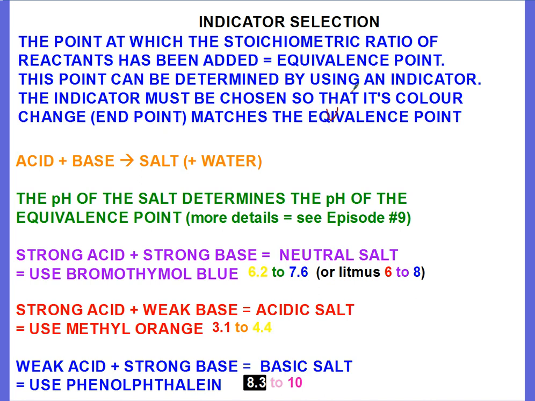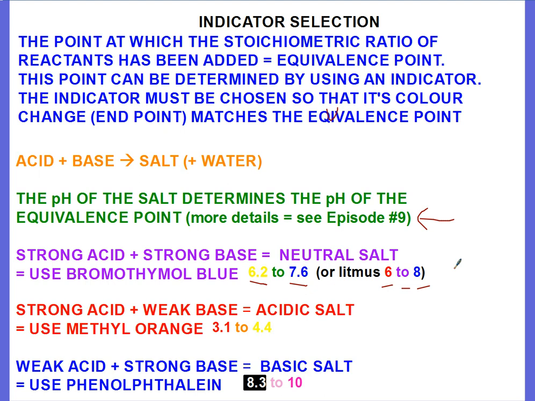Now you know that acid plus base goes to salt plus water, and therefore the pH of the salt determines the pH of the equivalence point, and there's more details on that in episode 9 of this series. We know that a strong acid and a strong base turns into a neutral salt, and therefore you want an indicator that's going to change colour around pH 7, and the indicators we use are bromothymol blue, which changes from yellow to green to blue at 6.2 to 7.6. You can use litmus though, which changes from red to purple to blue at 6 to 8.